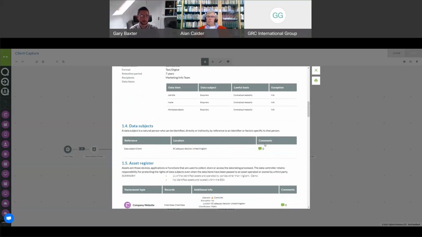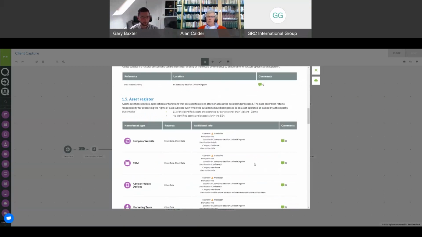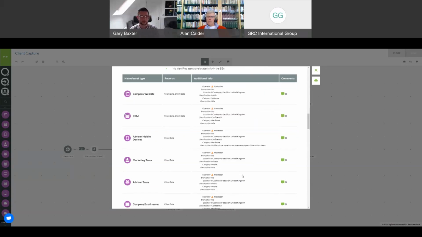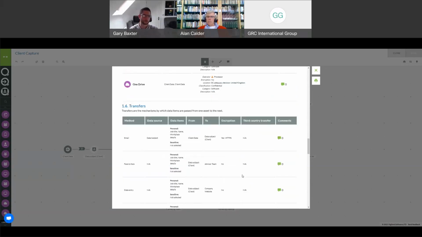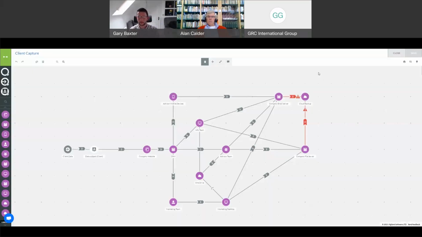We have a list of the data subjects and their location as well. The asset register, not only just what the name of the asset is, all of the records are stored on it, its classification, the locations, and if there's any encryption. And then the final stage on here is something that's obviously very key. It's the transfers themselves. So how is information moved? Where is it coming from? What information is actually involved? And if there's any sort of encryption or any security measures you put into place to do that.